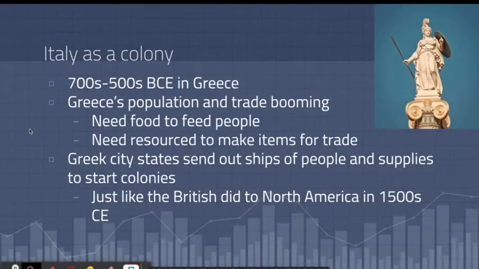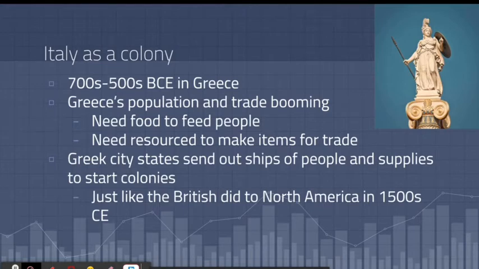All right, so Italy as a colony. Between the 700s and 500s BCE in Greece, Greece's population and trade were booming. All right, so if the population's booming, they're going to need a lot of food to feed these people. They also needed resources to make items for trade. Greek city-states sent out ships of people and supplies to start colonies.